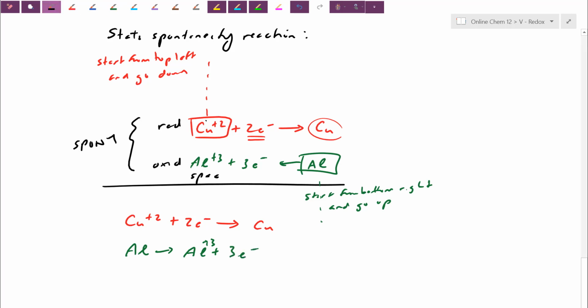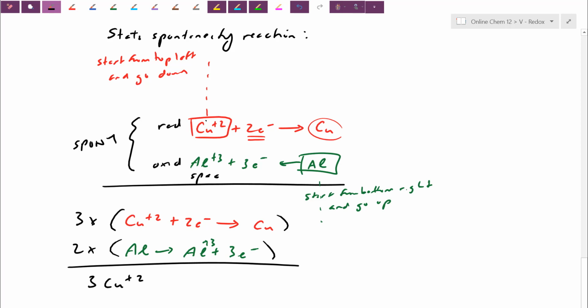Then what we can do is lowest common multiple. What do 2 and 3 both go into? Well, I need to scale this first equation by 3, second equation by 2 here, and therefore we end up with 3 copper, 2 aluminum, ends up giving you 3 copper and 2 Al plus 3.